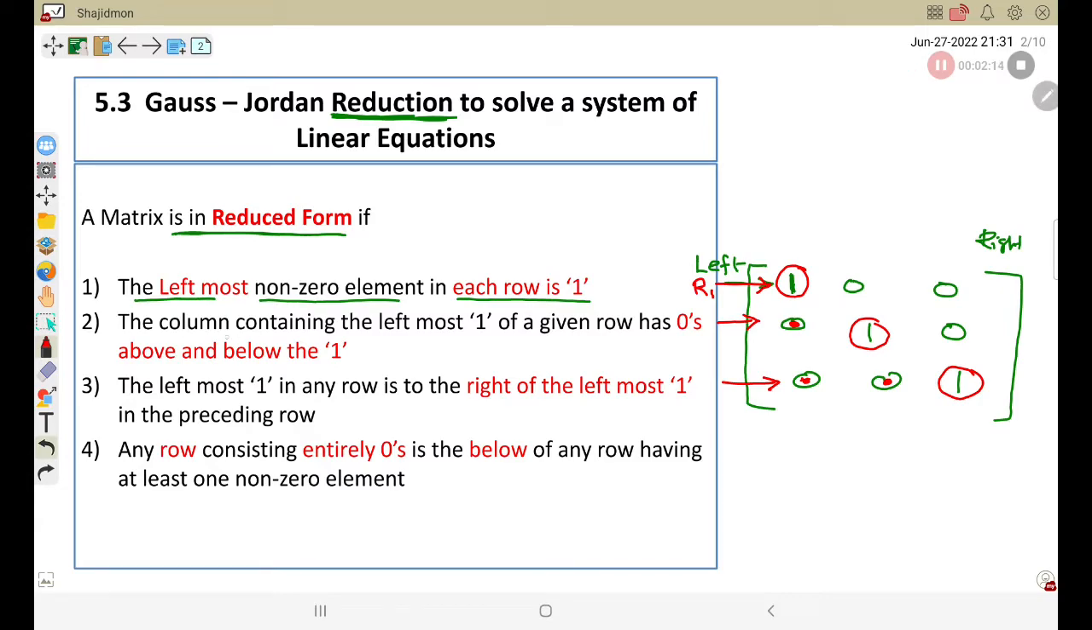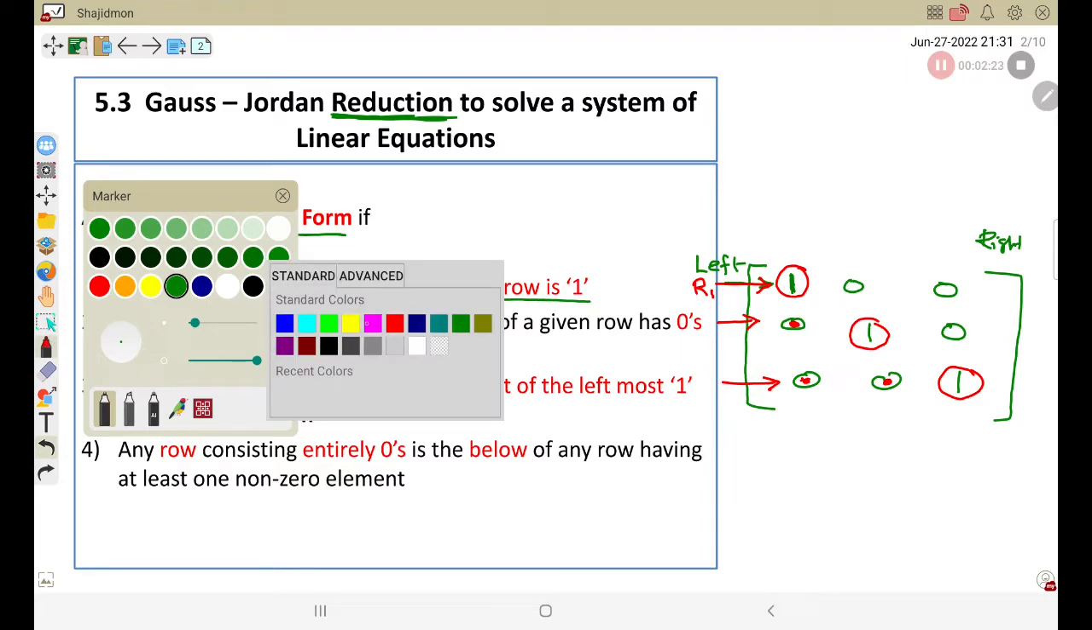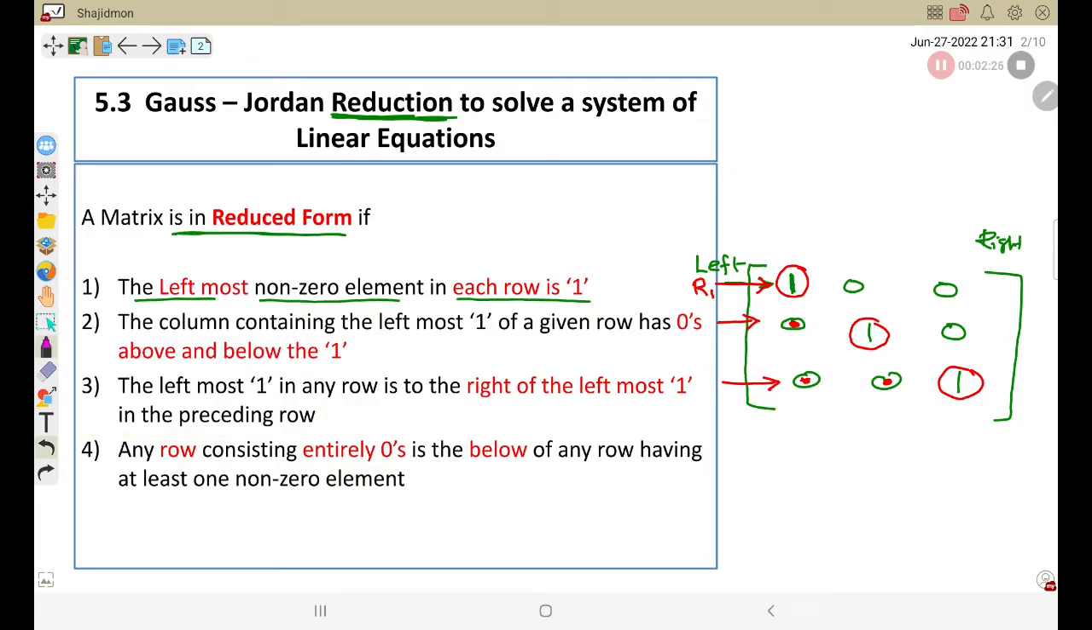Now the second condition: the column containing the leftmost 1 in a given row has zeros above and below the 1. That means we have already marked the leftmost 1s, correct? For each leftmost 1, the numbers below and above it should be 0. See this one, the numbers below are all 0. For this one, the number above is 0 and below is also 0. So for each leftmost 1, the numbers above and below it should be 0. That is the second condition.